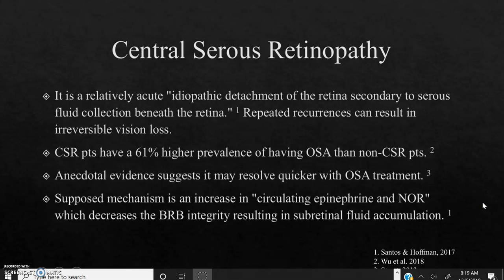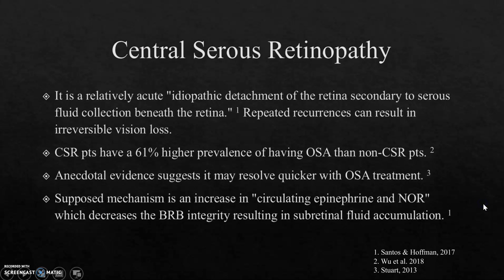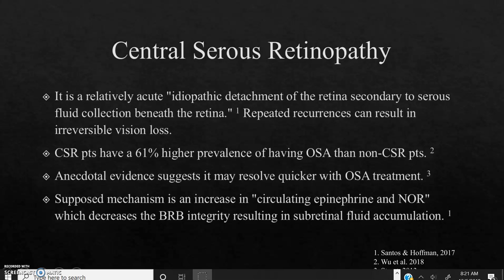Central serous retinopathy is another possibility with OSA. It is a relatively acute idiopathic detachment of the retina secondary to serous fluid collection beneath the retina, and repeated recurrences can result in irreversible vision loss. The supposed mechanism for why it happens is an increase in circulating catecholamines such as epinephrine and norepinephrine, which will decrease retinal barrier integrity, resulting in subretinal fluid accumulation. Central serous retinopathy patients have a 61% higher prevalence of having obstructive sleep apnea than non-CSR patients. And anecdotal evidence suggests that it can resolve quicker if the OSA is treated.